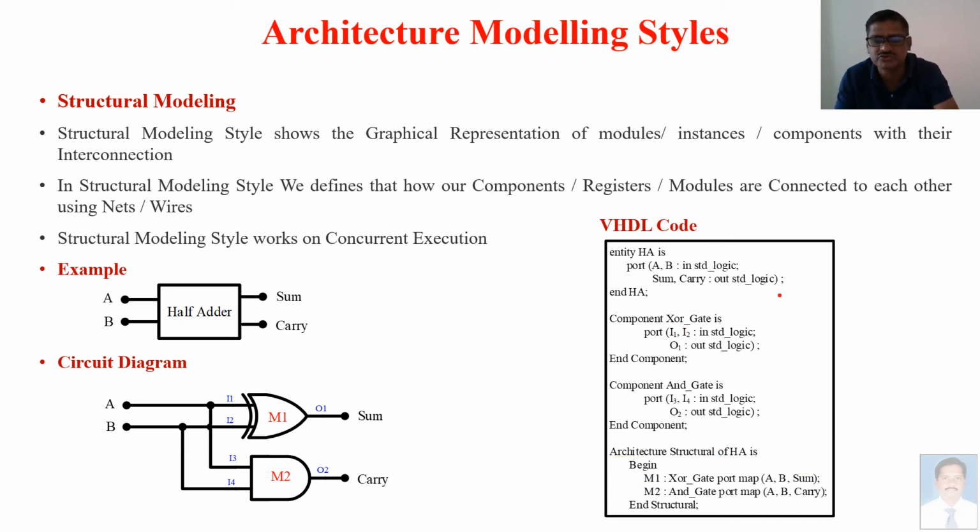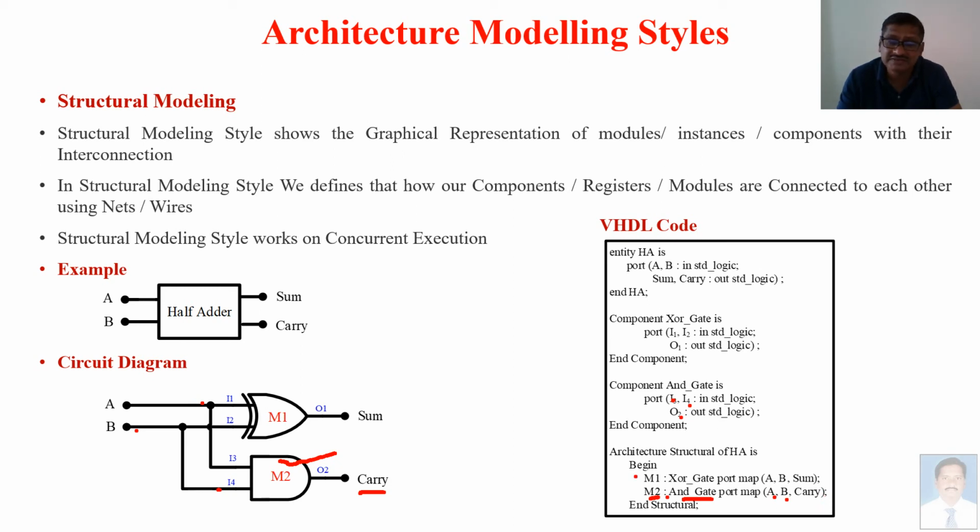Similarly, for module 2, this is M2 followed by the colon followed by the name of the component. This component is the AND gate, which is defined here as AND underscore gate. What we want to connect to the I3? To I3 we want to connect A, so here should be A first. What is the second? I4. What do you want to connect to the I4? B, so comma B. And which parameter do we want to connect to the third terminal, which is the O2? That is carry, so comma carry followed by the close bracket followed by the semicolon.